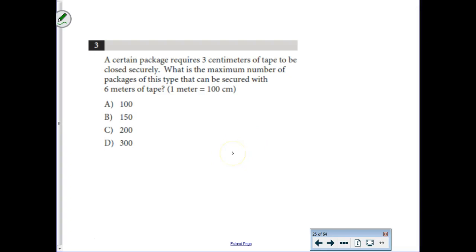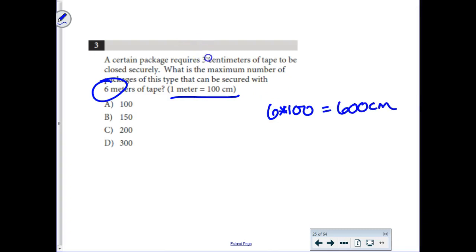A certain package requires 3 centimeters of tape to be closed securely. What is the maximum number of packages that this type of tape can close? Oh, 6 meters. Okay, so they want me to convert 6 meters. Go ahead and convert that to centimeters for me. So that would be 600, right? And I'm going to need 3 centimeters to close the package.